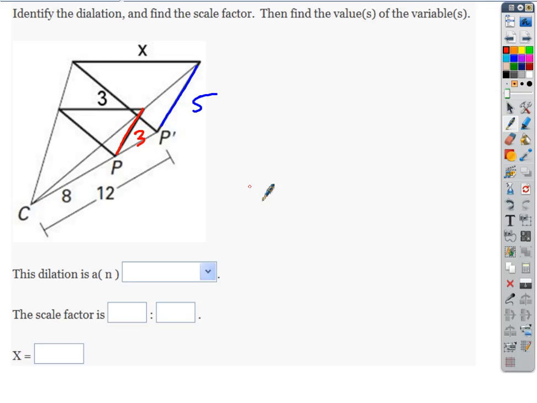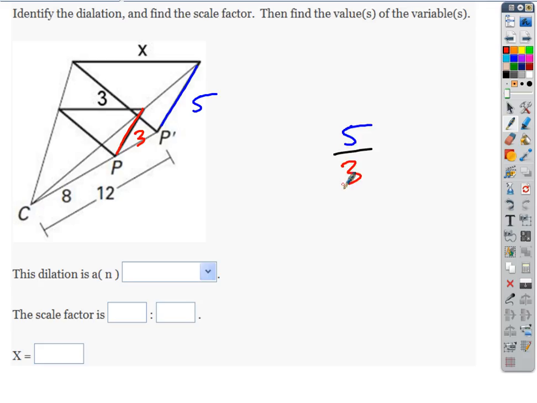Okay, I'm hearing 5/3 and I'm hearing 3/5. Which one's right? Or are they both right? 5/3 has to be. Good. Because it's an enlargement, right? We always do the final version on the top and the original version on the bottom.